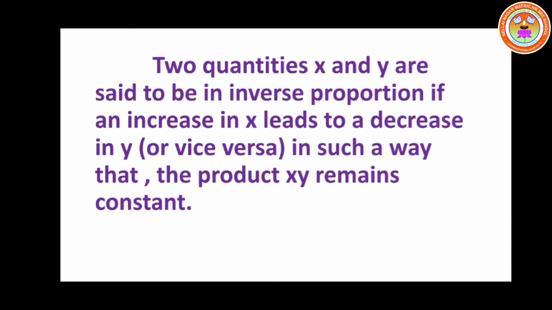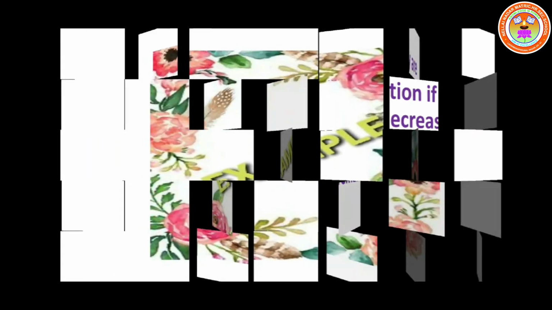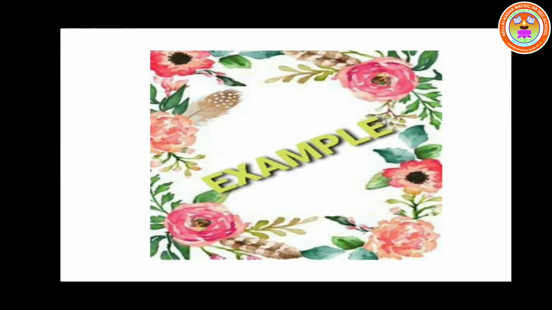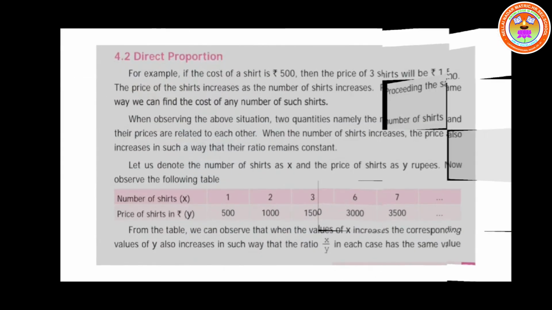Have you all understood, children? Shall we read once again? Yes. Two quantities x and y are said to be in inverse proportion if an increase in x leads to a decrease in y, or vice versa, in such a way that the product xy remains constant. Okay. Now let us see some examples based on direct proportion.